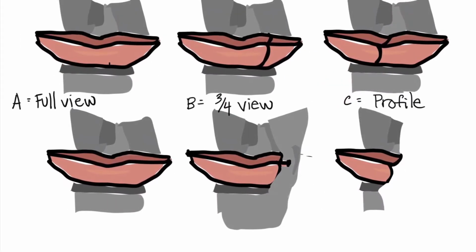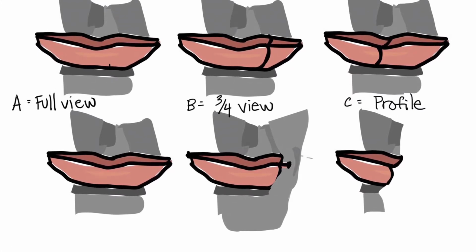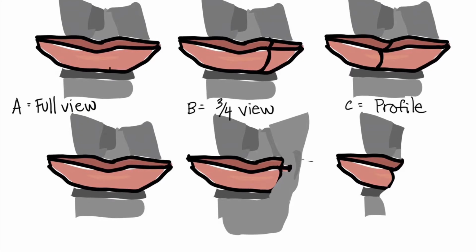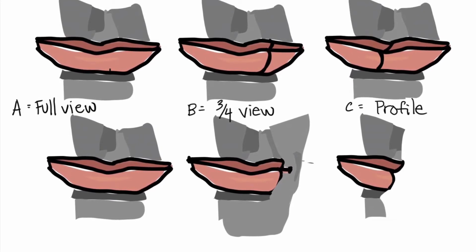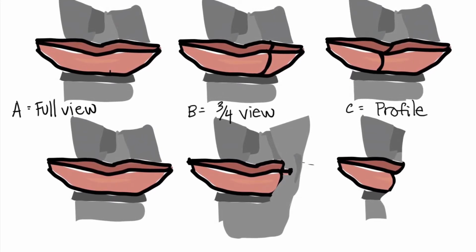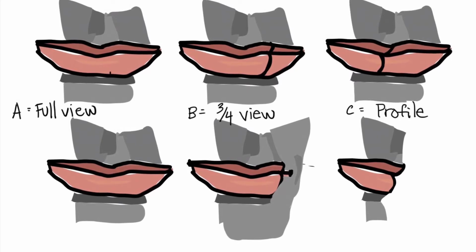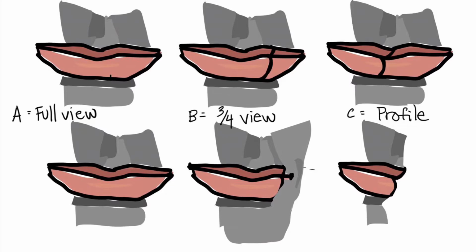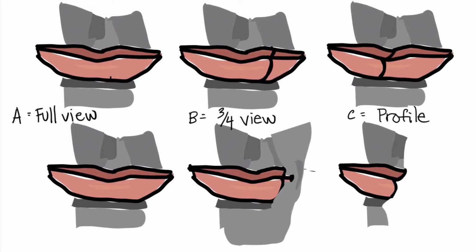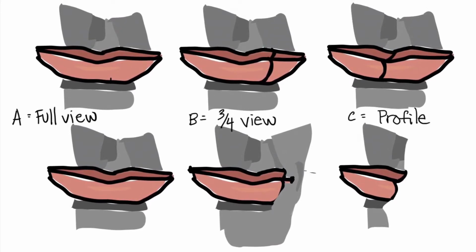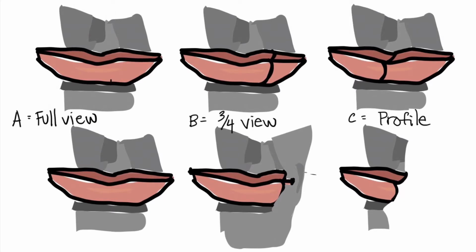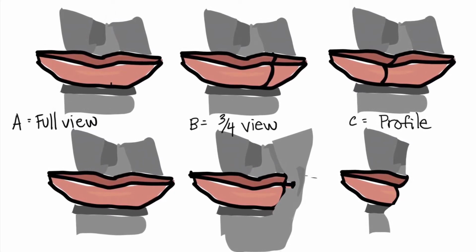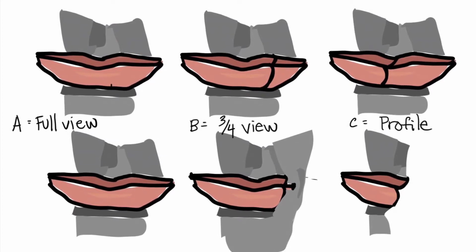Have a look at these diagrams. In A, I have a full view. B, I have a 3/4 view, which means I'm removing a quarter on the right hand side, and I'm removing those sharp corners at the side of the mouth. But if you look at the bottom of the diagram in B, you'll see that there's a tiny little bit of smile that I might see, smile lines, or a little indentation.